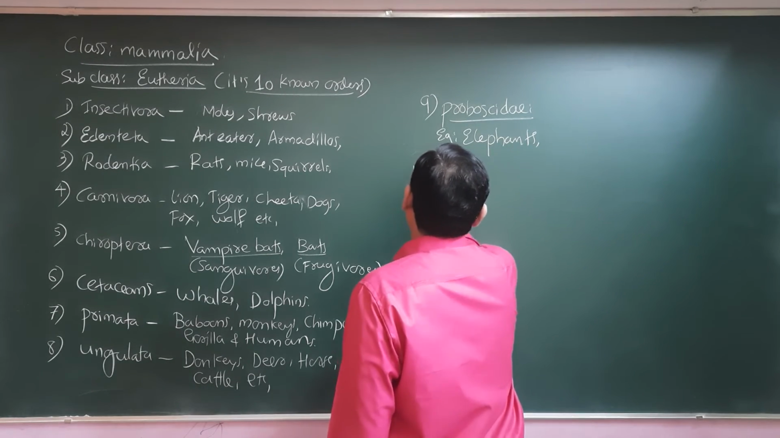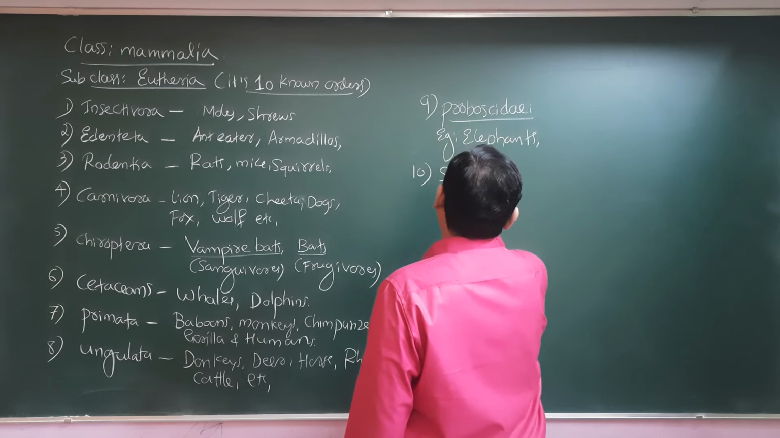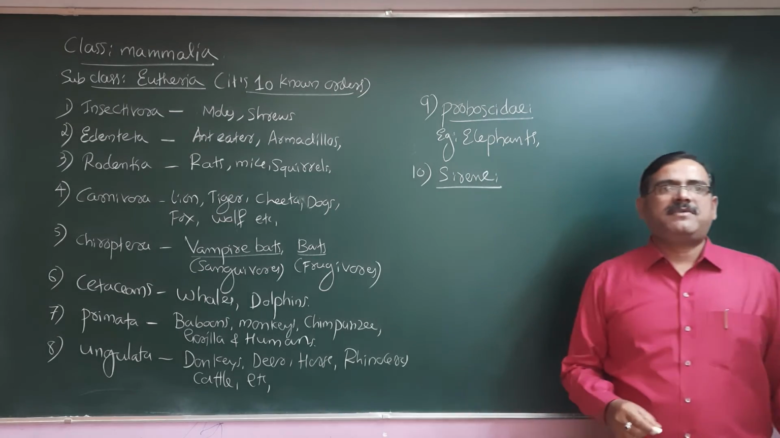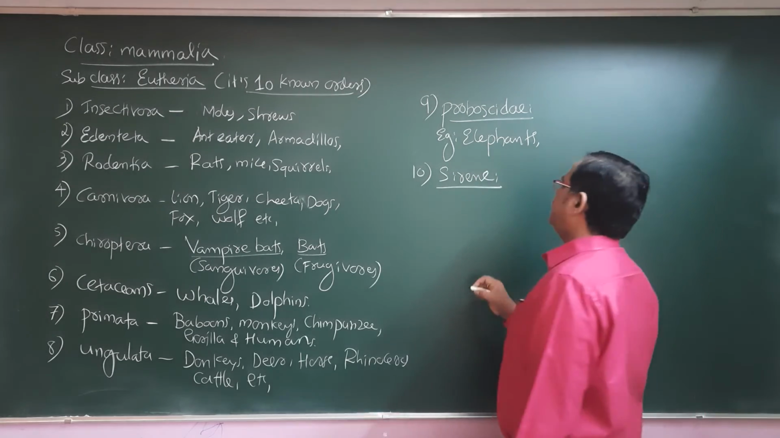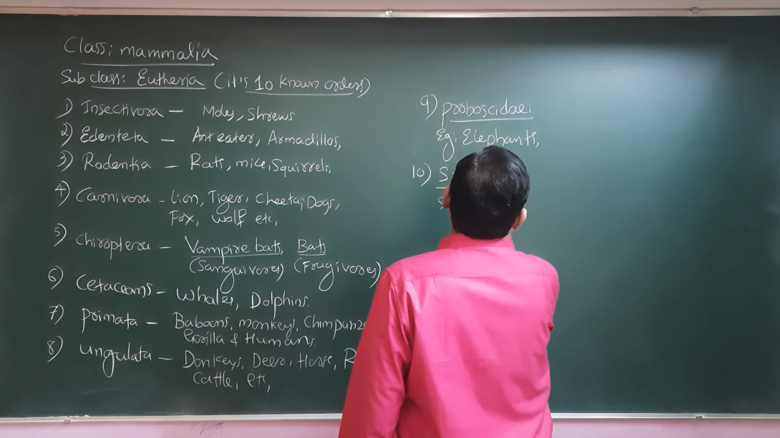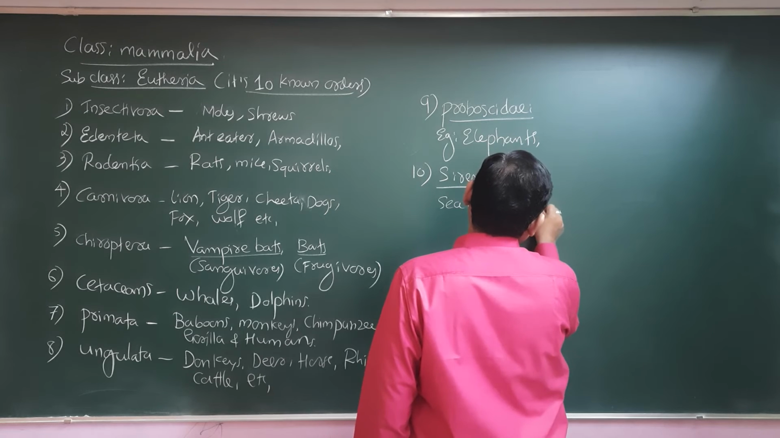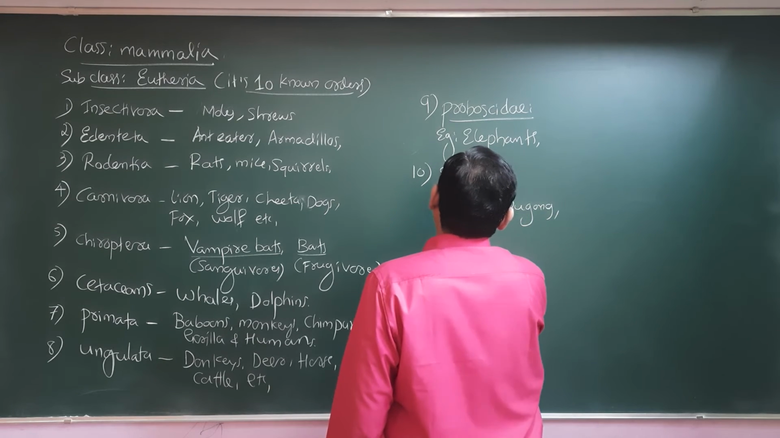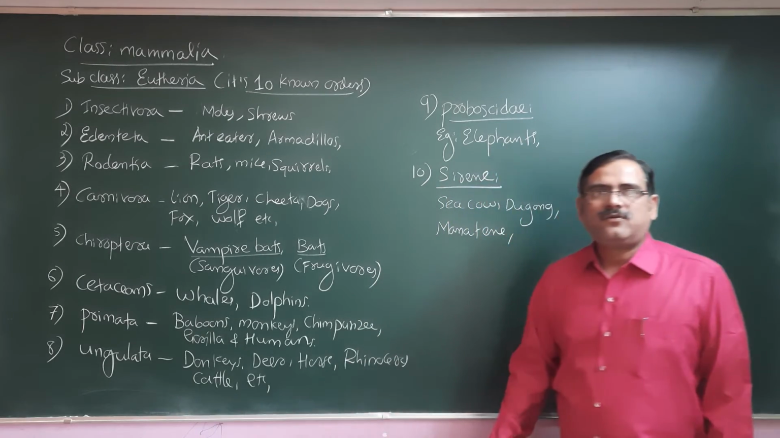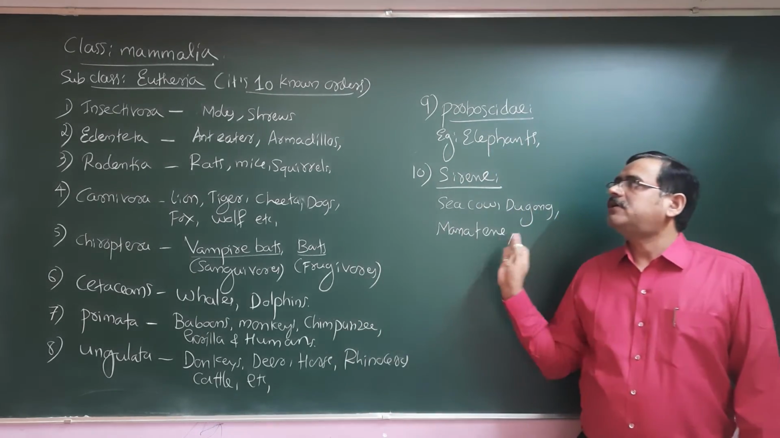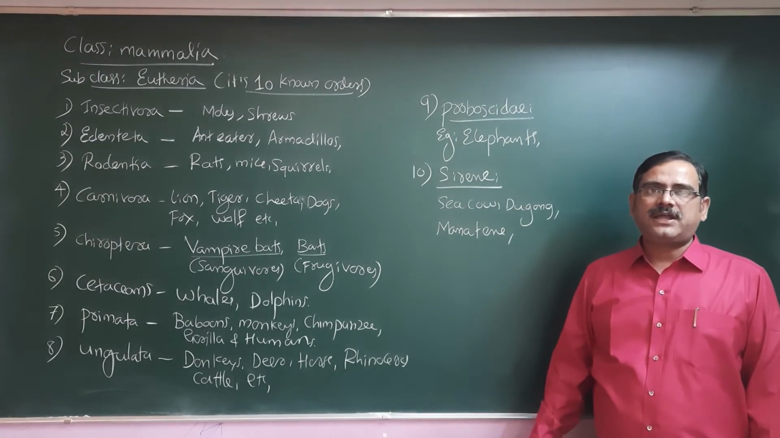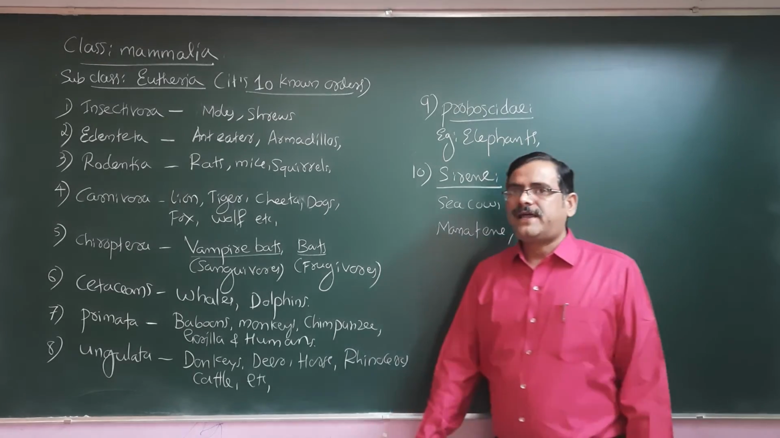Number 10, the order called Sirenia. Sirenia are mainly aquatic mammals, including the sea cow, dugong, and manatee. So these are the 10 important orders that come under the placental mammals, Eutheria. I hope you got an idea.